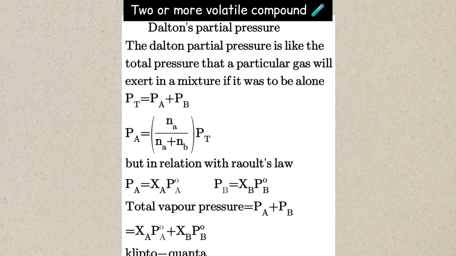Raoult's law can be used for two or more volatile compounds also. So you just follow the same law. Instead of ignoring the other compound, we are going to accept it, and it involves adding partial pressures. The partial pressure, I've explained everything already.